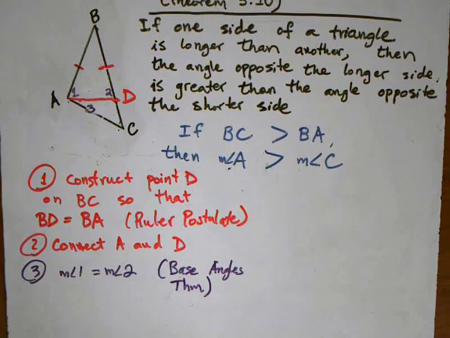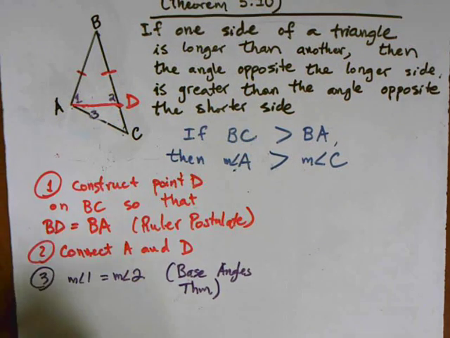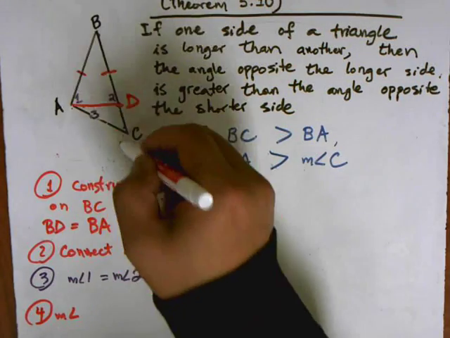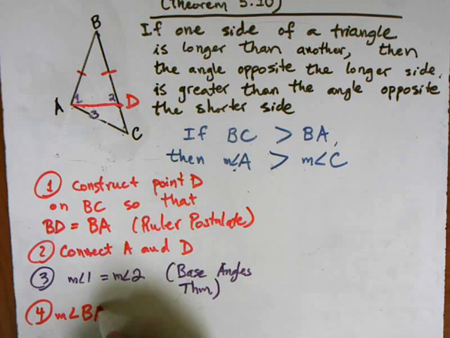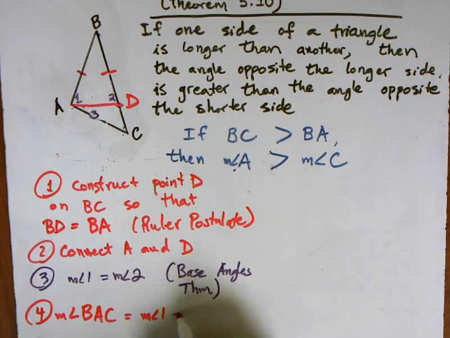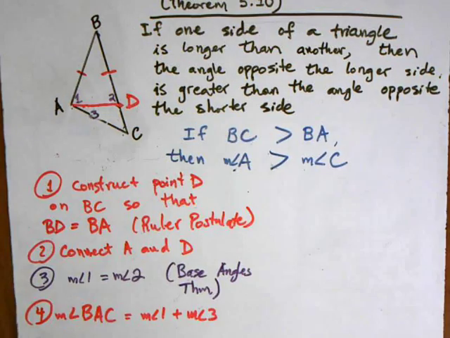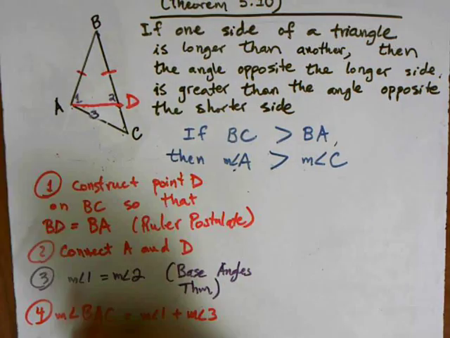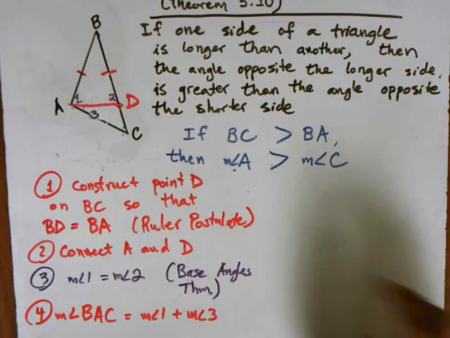Now, let's look at the left side of this here. I have angle 1 and angle 3. So what this tells me is that the measure of angle BAC is equal to the measure of angle 1 plus the measure of angle 3. Okay? And this is the angle addition postulate. 1 and 3, when you add them together, they make BAC.